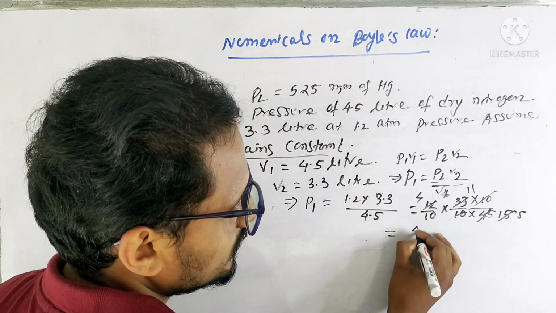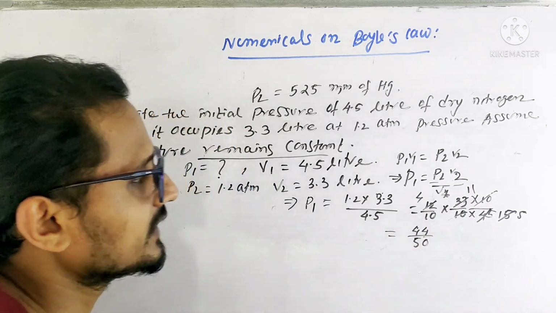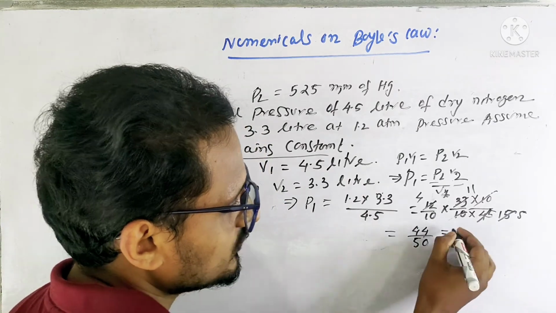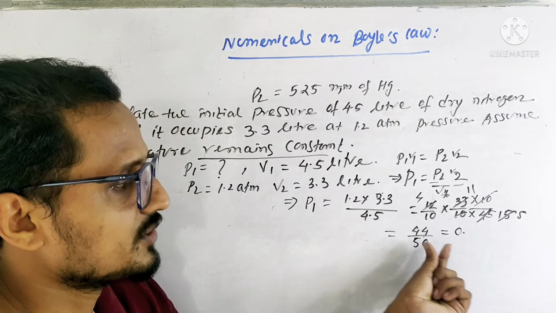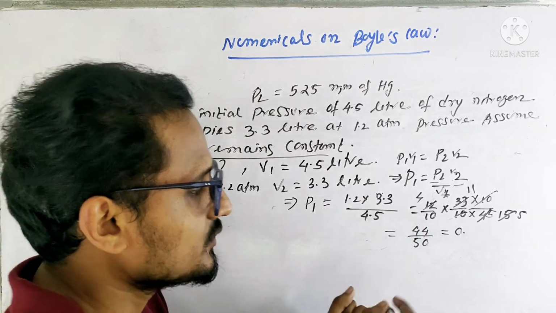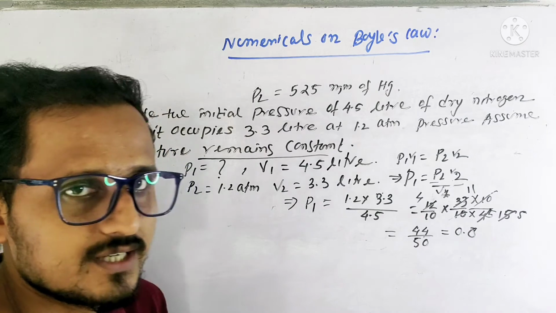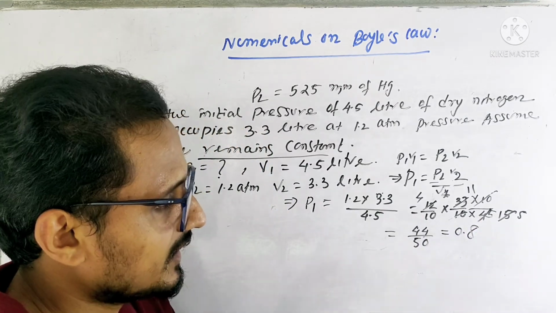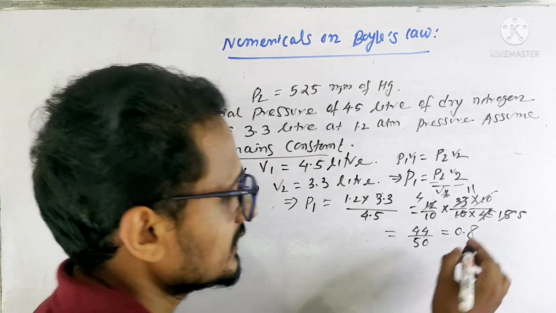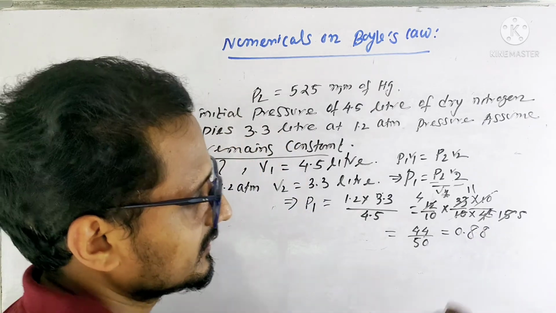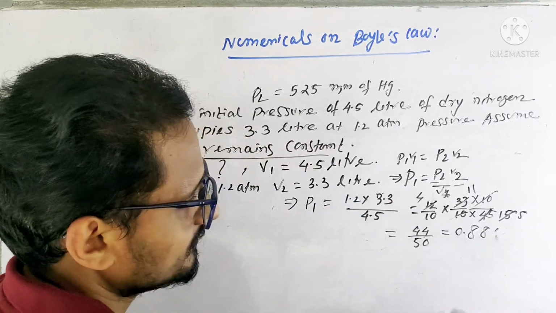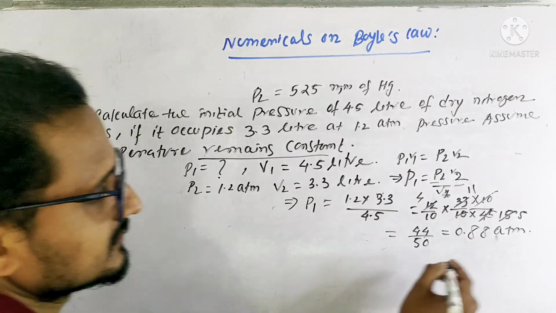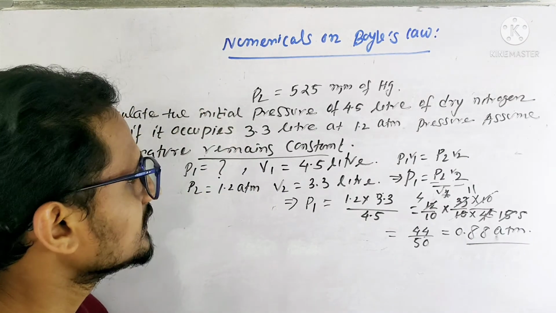So what we are getting is 44 by 50. Now 44 by 50 means, if you divide, the decimal point will come first, so it will be 440. Now 5 eights are 40, subtract, another 0, so we get 0.88. The unit will be atmosphere because the atmospheric unit is given. So the pressure is 0.88 atm. Done. Copy this one.